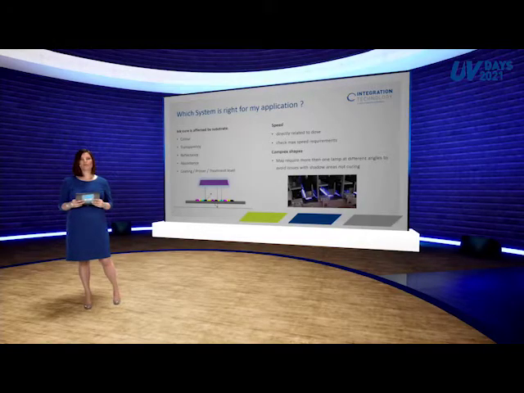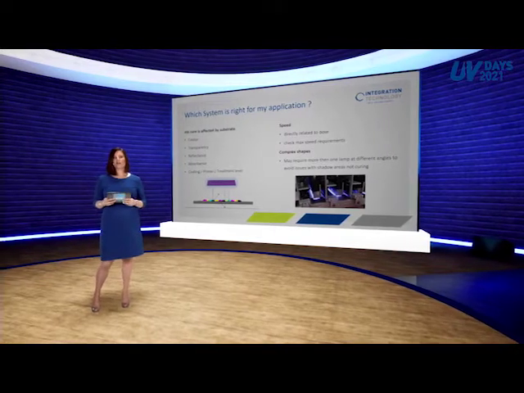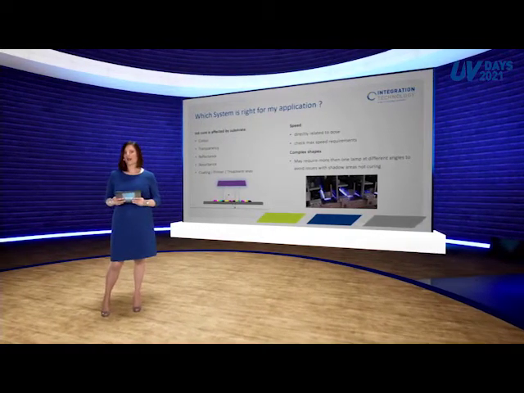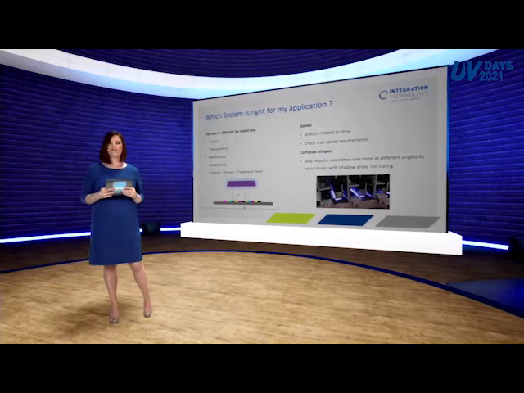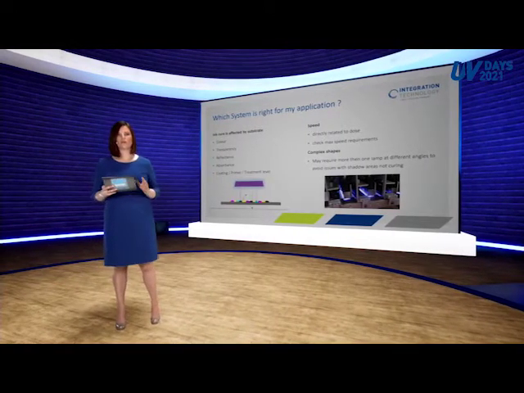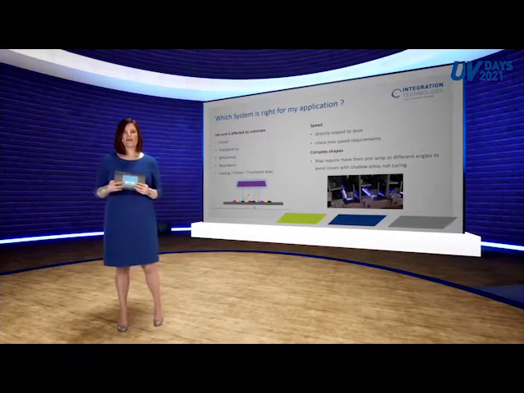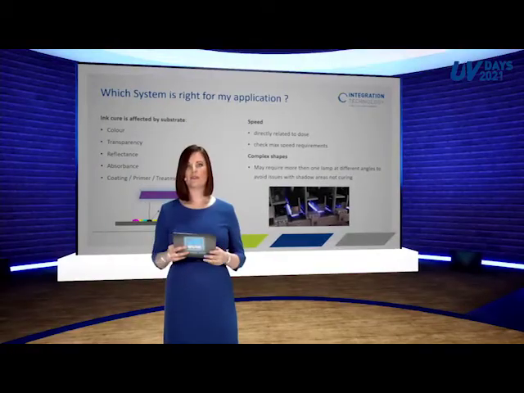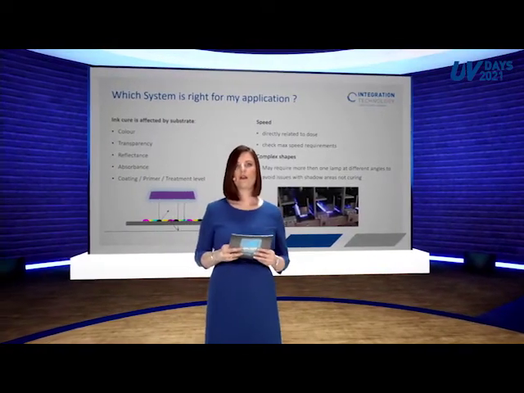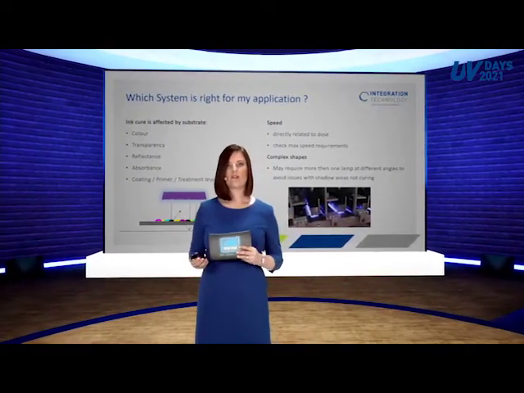Complex shapes should not be forgotten. In many industrial applications, you're not printing on a flat area or flat substrate. You have to consider also where you might have shadows created by the parts. You may need two lamps at different angles, for example. So these are other things that you need to consider in your application.